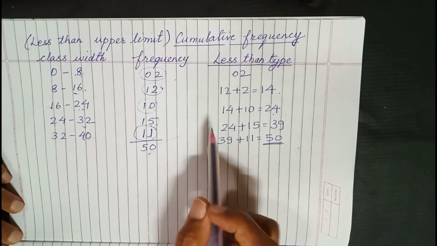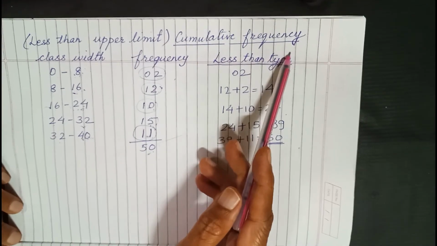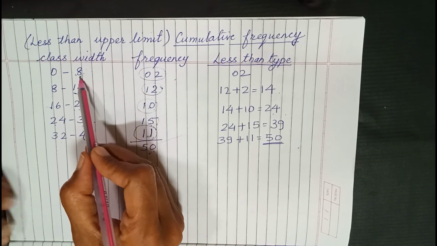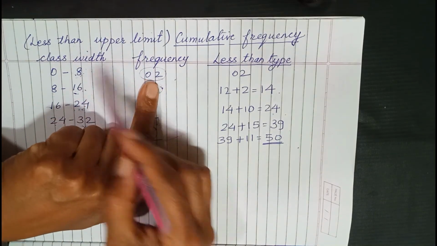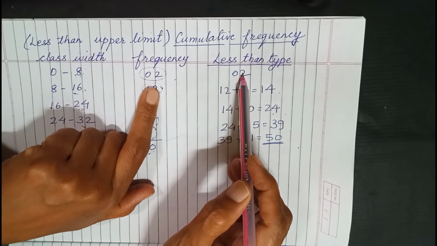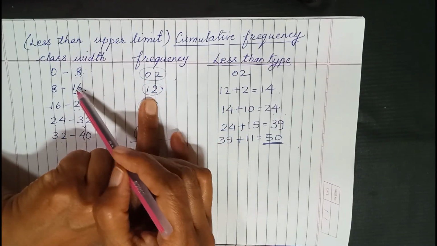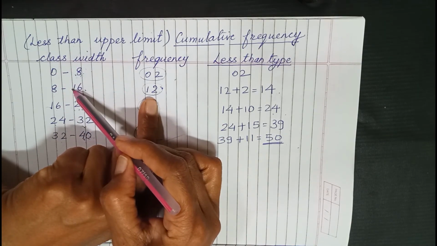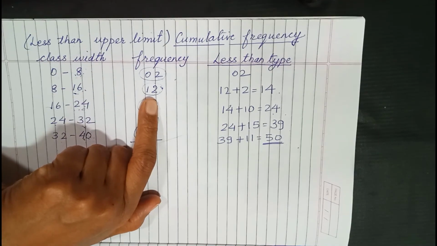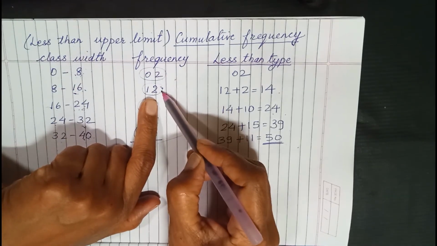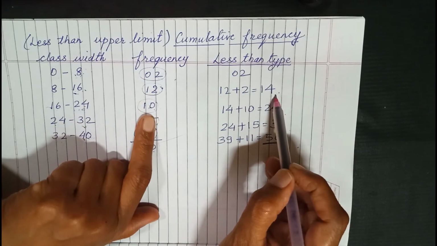Then the next topic we did was less than type cumulative frequency, less than the upper limit, right? So all the scores which are less than the upper limit will be counted here. So for the first class, it will be the same frequency. But for the next class, less than 16 will be all from 0 to 15. Not only 8 to 16, but from 0 to 15. So we will have to add this and this. So 12 plus 2 we get 14.